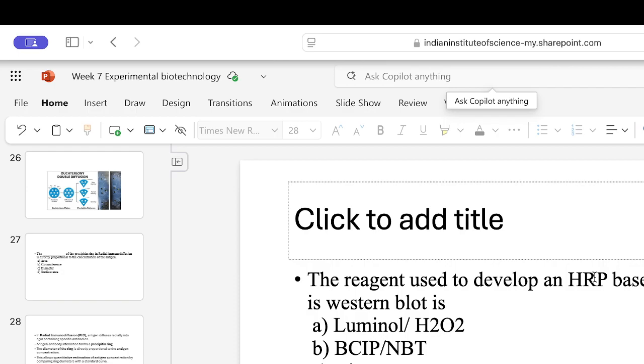Okay, HRP is horseradish peroxidase. Now, this is an enzyme which will convert peroxide, and in the presence of this luminol reagent, we can get luminescence. Now, by covalently linking this to an antibody, we can visualize, like in the case of Western blot. So the right answer here is luminol H2O2.